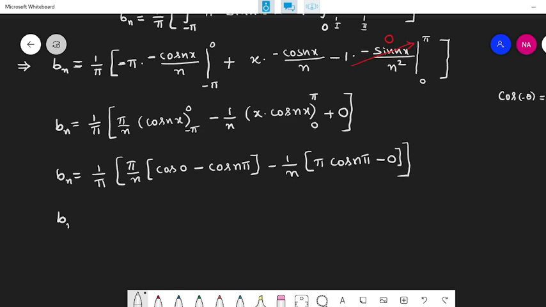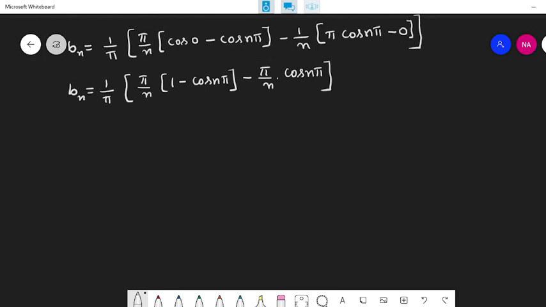So Bn equal to 1 by pi times pi by n times cos 0 is 1, right? 1 minus cos n pi, minus pi by n into cos n pi.